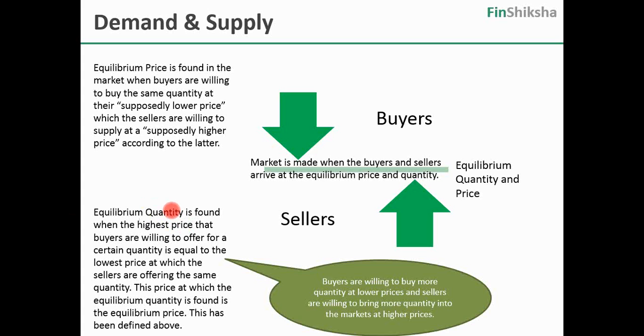So let's say both of us agree at 9.5. That's the highest price the buyer is willing to pay, and that's the lowest price which I am willing to offer or accept. That's what is called the equilibrium price, and that is where the equilibrium quantity will get arrived at. Fine. Now, typically buyers are willing to buy more quantity at lower prices, and sellers are willing to bring more quantity into the markets at higher prices than the equilibrium price.